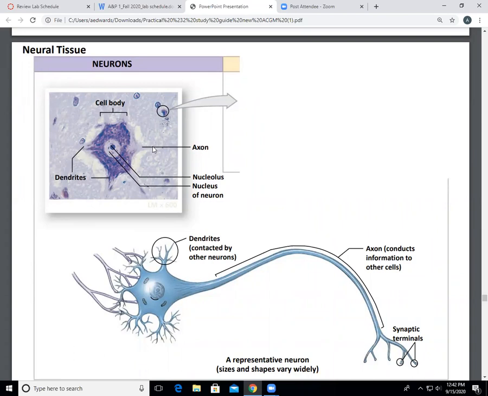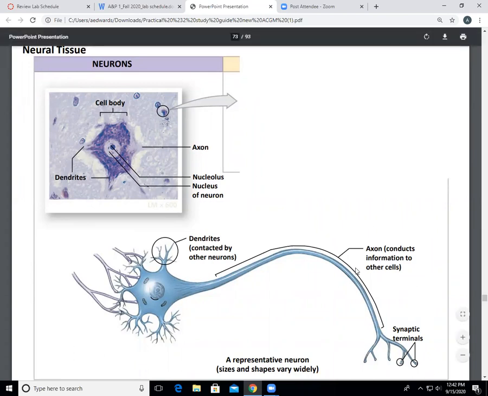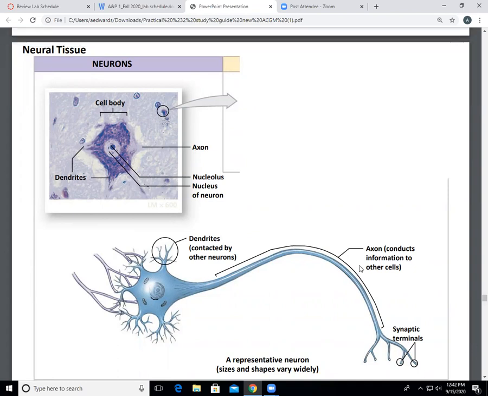So you'll also have on that neuron an axon. And here's a drawing of a neuron. And axons carry information. They conduct information to other cells. Your neuron will also have dendrites. And the dendrites receive information. Okay, so that's a big difference between the two.